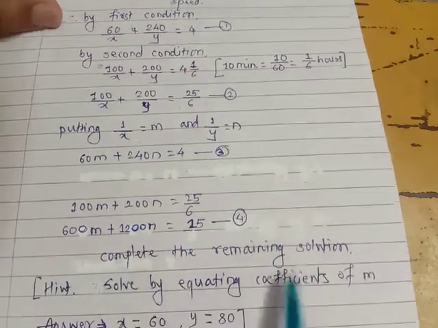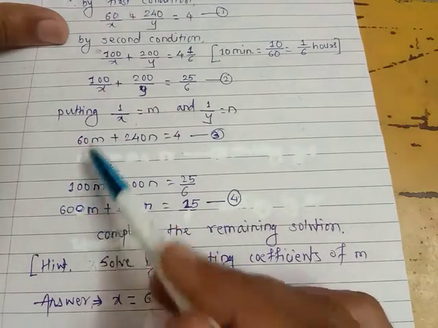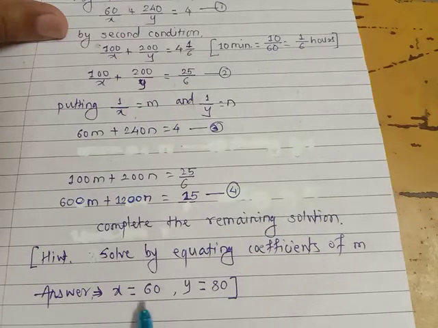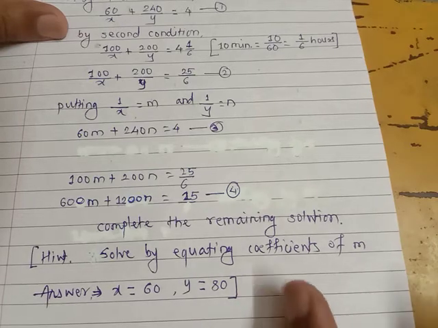Now you complete the remaining solution. Here is the hint, solve by equating coefficients of m. And the answer is x equals 60 and y equals 80. You try it yourself. If you don't get the answer, again I will give its solution.